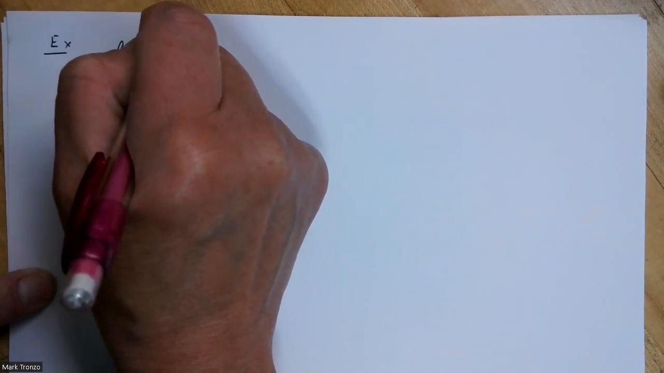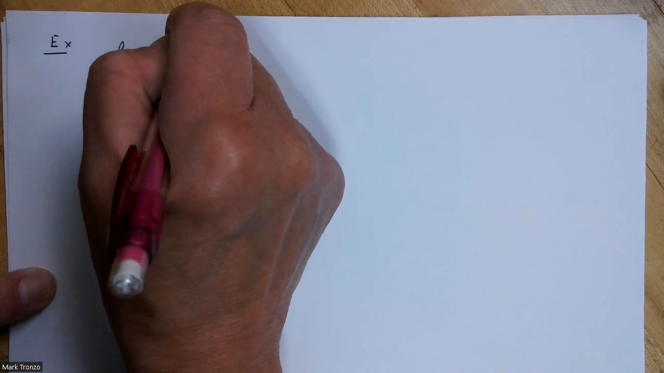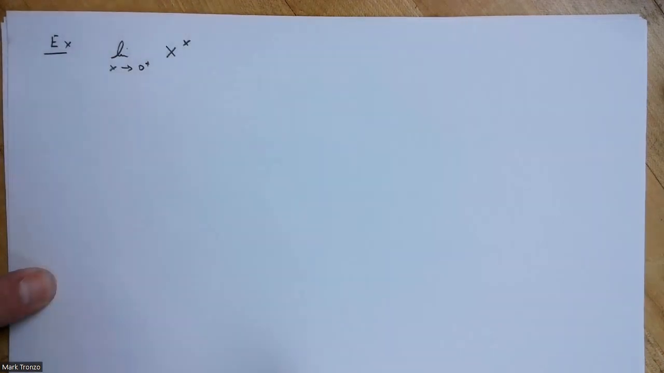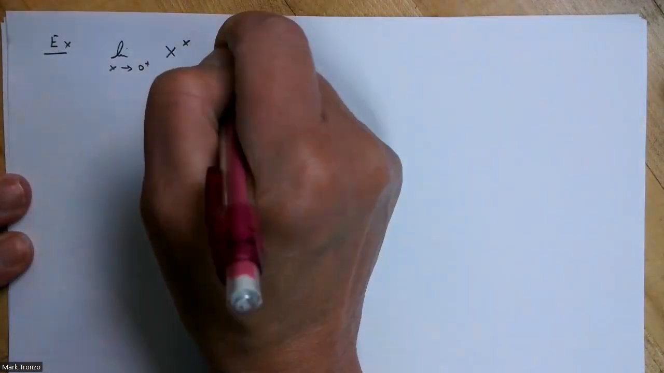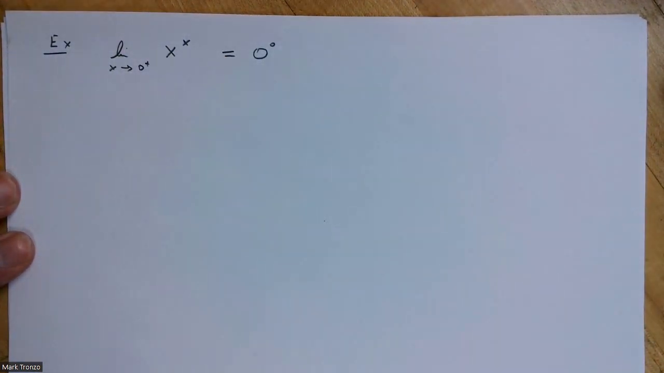Now, let's take a look at this problem from the text. This is the limit as x goes to 0 of x to the x. So once again, this is an indeterminate form. This is going to be 0 to the 0 power. So this one's undefined.